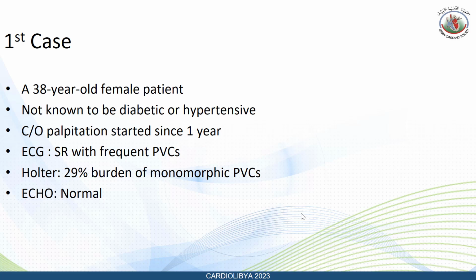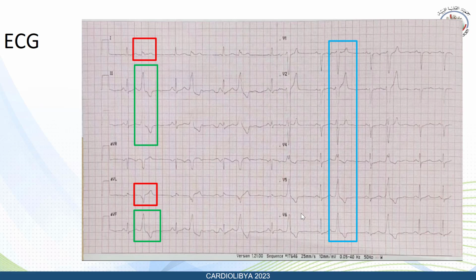Let's go through the cases. The first case here is a 38-year-old female patient, not known to be diabetic or hypertensive, complaining of palpitation, starting since 1 year. ECG shows sinus rhythm with frequent PVCs. Holter shows a PVC burden of around 29% with normal echo.